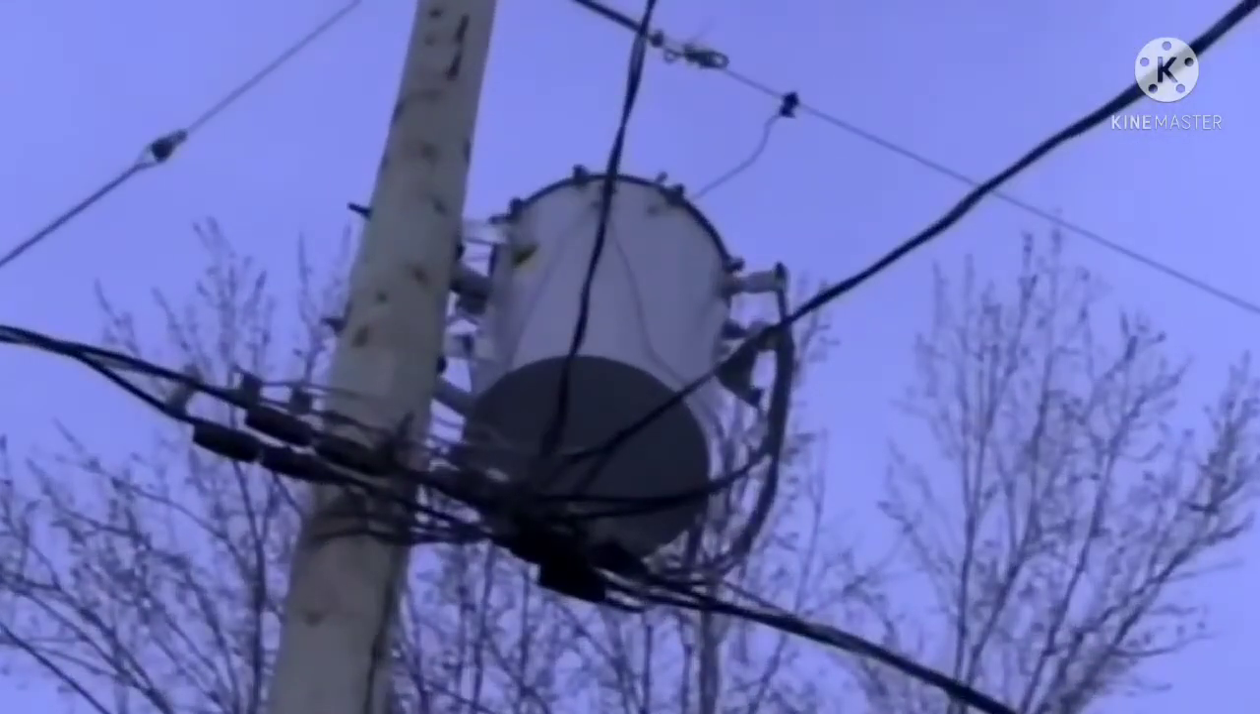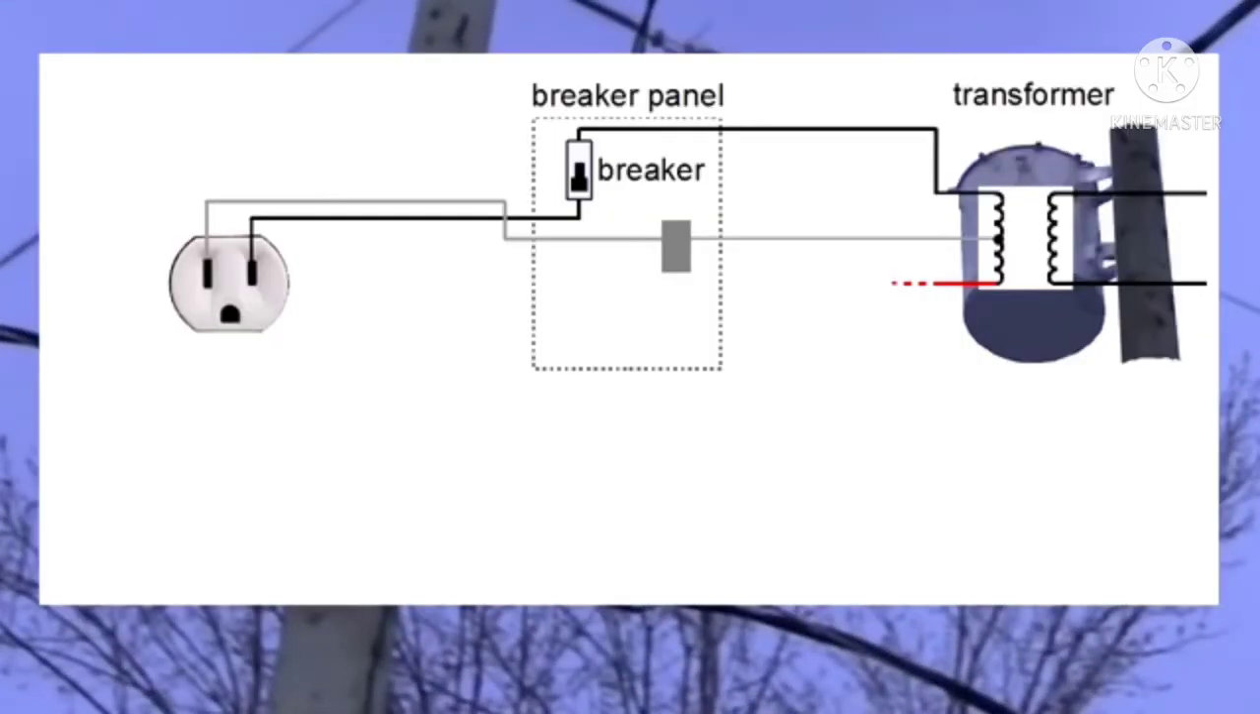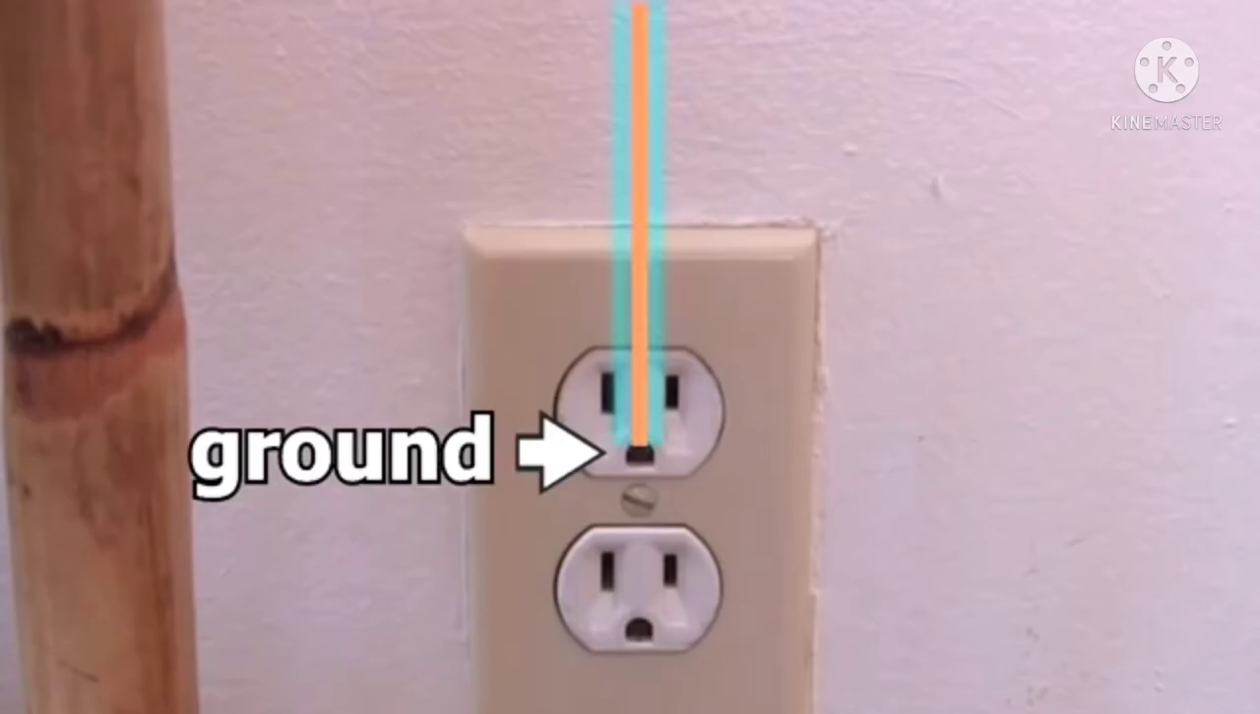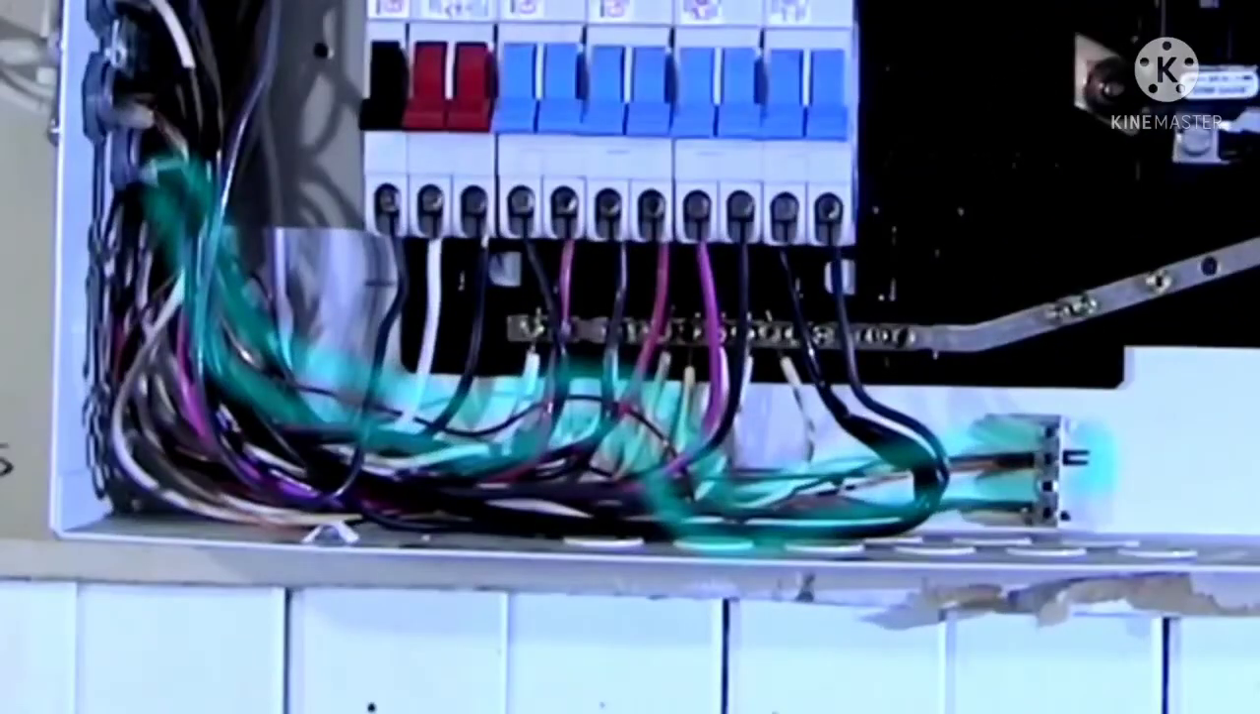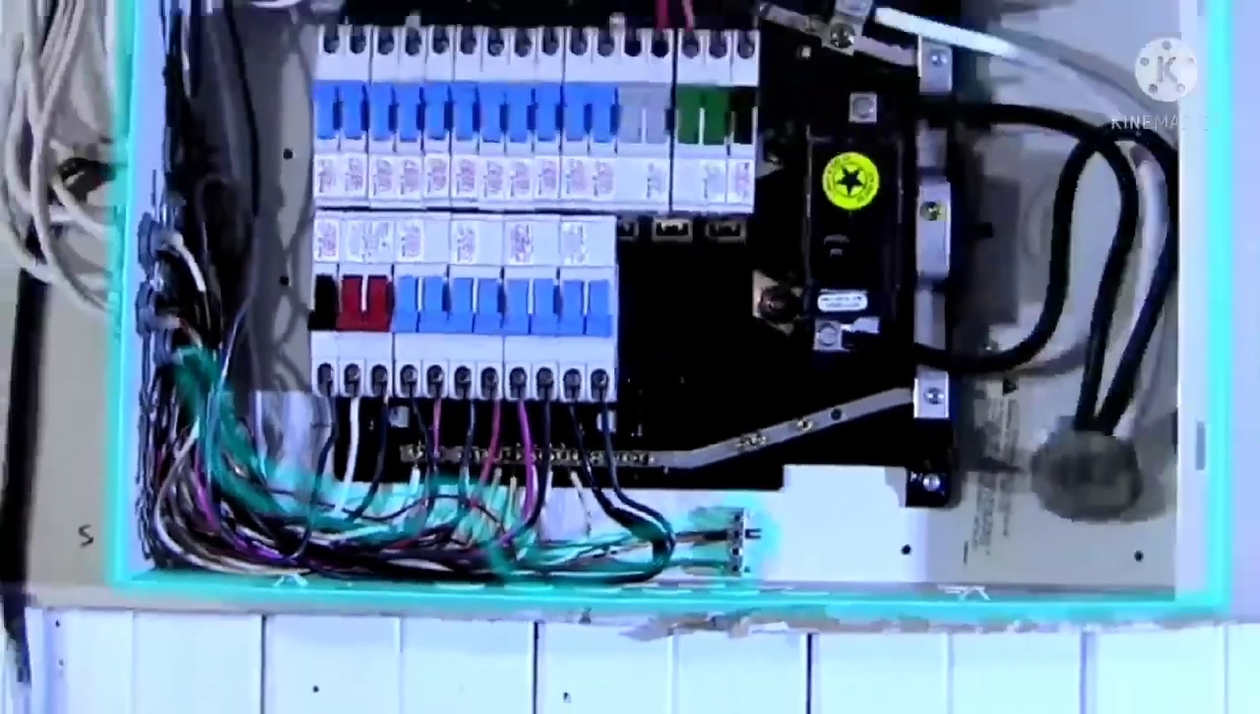So what is earthing? Earthing means that the metal body of the appliance is connected to a thick copper wire which is buried deep in the earth, and its other end is connected to a copper plate surrounded by a mixture of charcoal and common salt. So this is what earthing is. And the earth can be regarded as an electric sink.